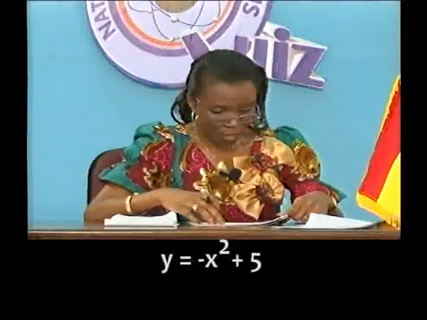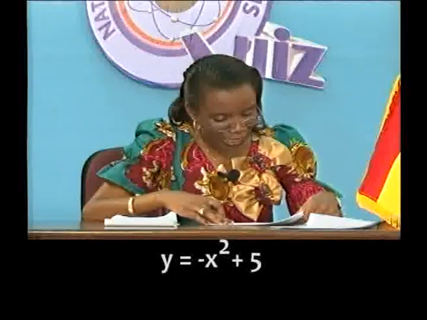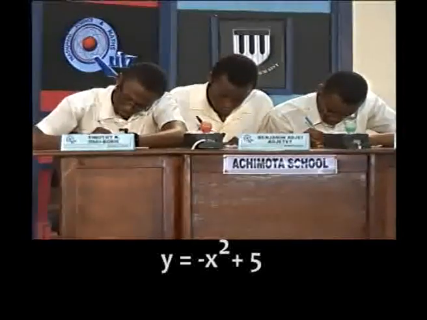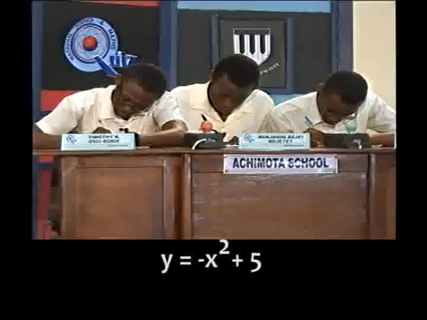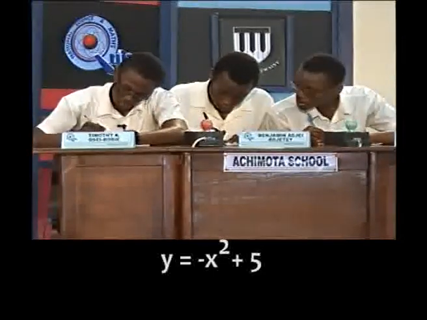Your own quadratic function. y is equal to negative x squared plus 5. Yes, Timothy. The domain is x such that x belongs to all real numbers, and then the range is y such that y belongs to all real numbers, where y is less than or equal to 5. That's right.